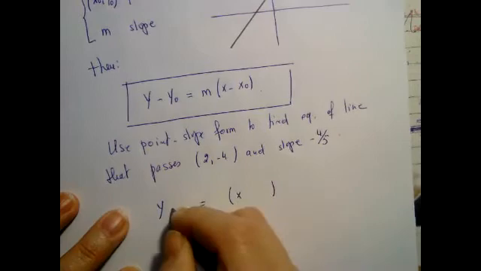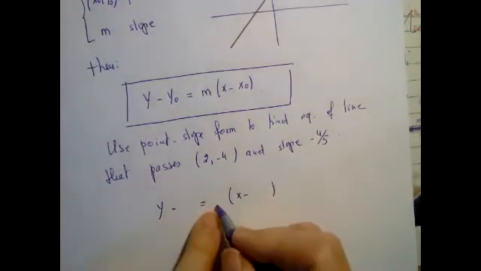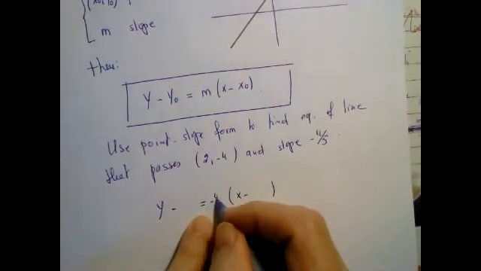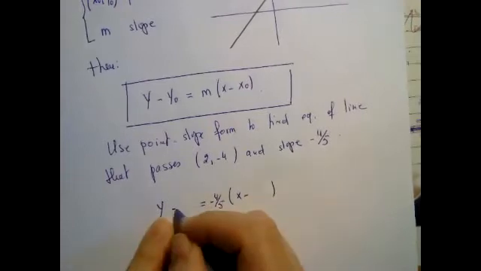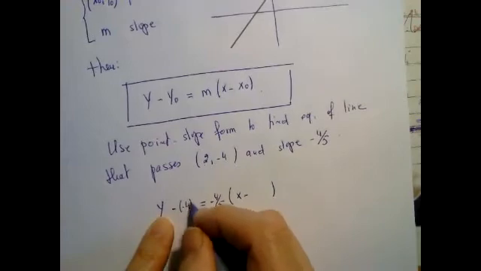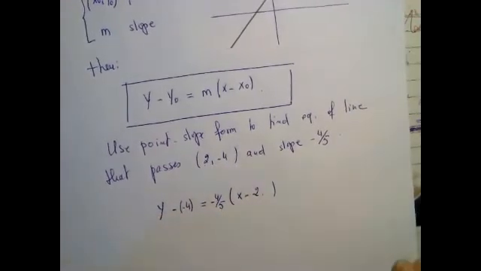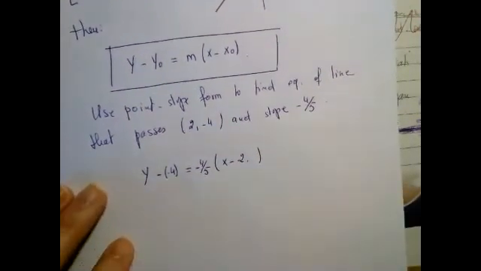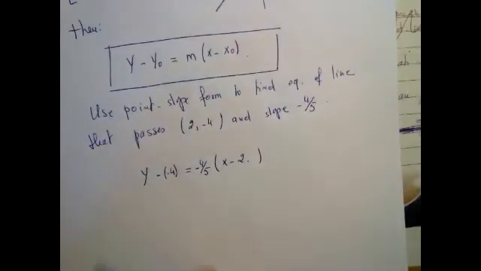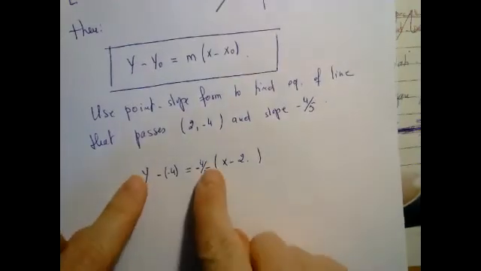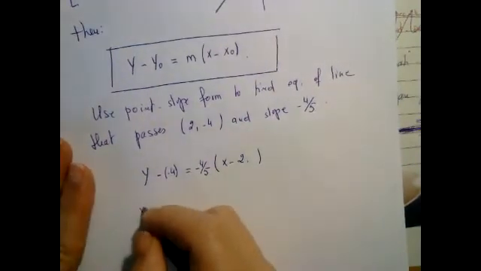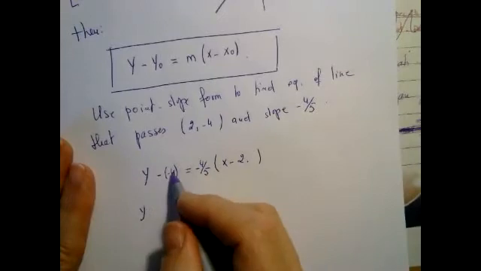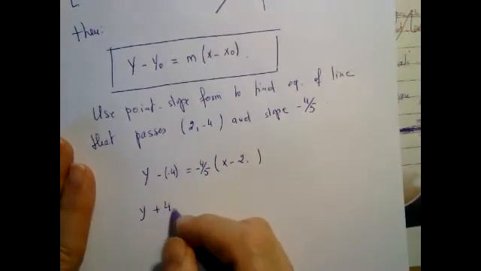y minus y0 equals m times x minus x0. Here, the slope, which is -4/5. And this is the point. The point is (2, -4). So this is -4 here, and this is x equal to 2. Okay. And then the rest is basically algebra to rewrite the equation in the form that you are used to. So that's how we start. And then we basically solve for y. y minus (-4) is going to give me plus 4.